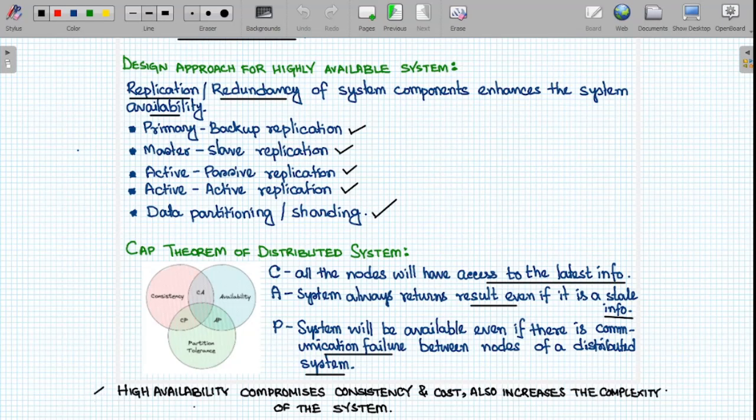Keep this in your mind, that high availability compromises the consistency from the CAP theorem, increases cost because we have to replicate each and every component of our system, and also increases the complexity because of the replication. So, based on the use case of your system, you have to make a trade-off and take a decision to make your system highly available. Hence, while designing a highly available system, we have to think about our use case, understand the trade-off between availability, consistency and the cost or complexity of our system.